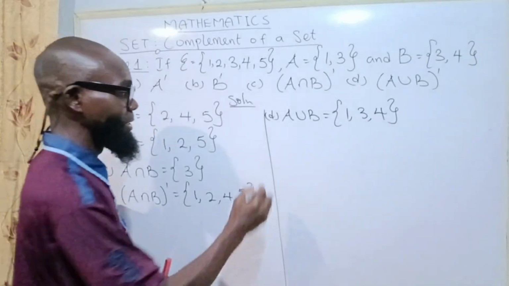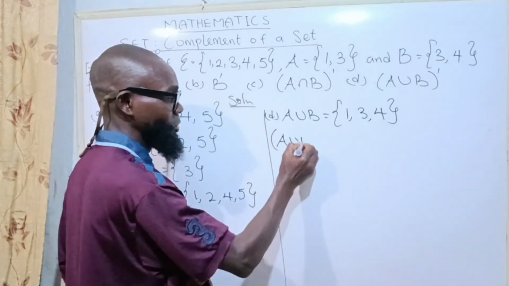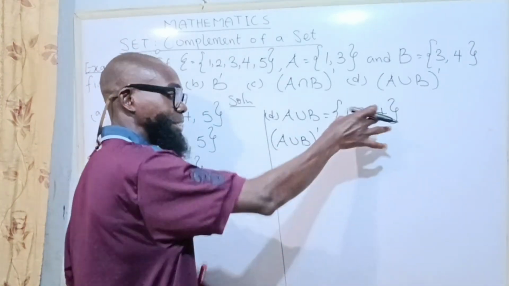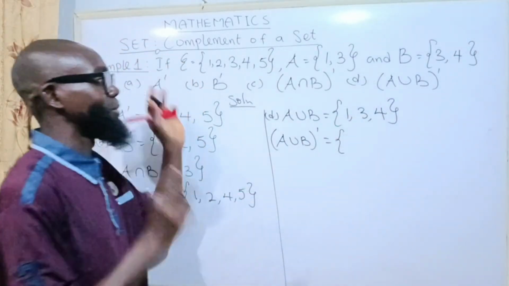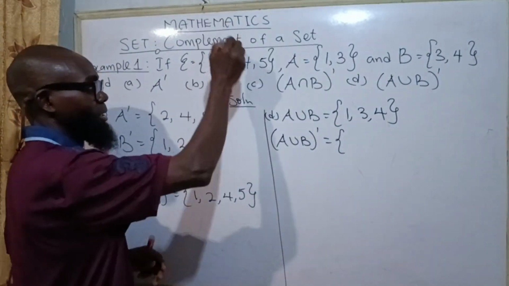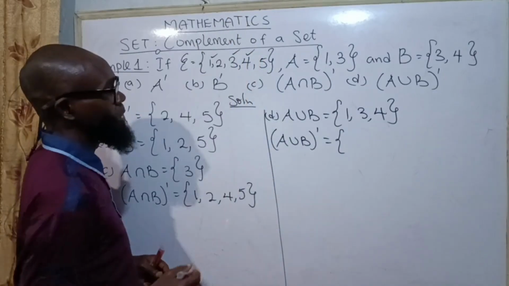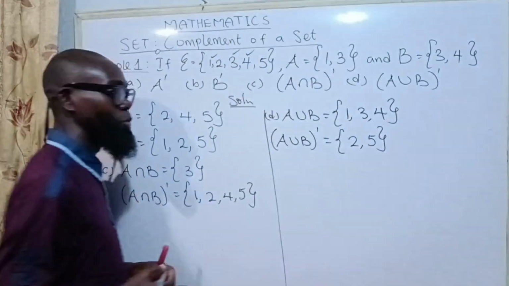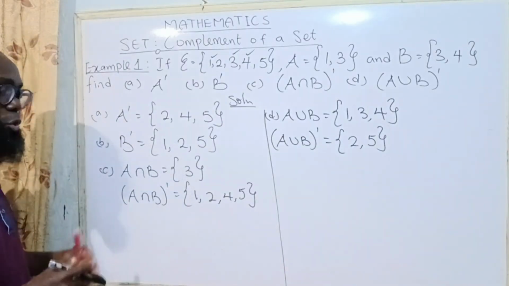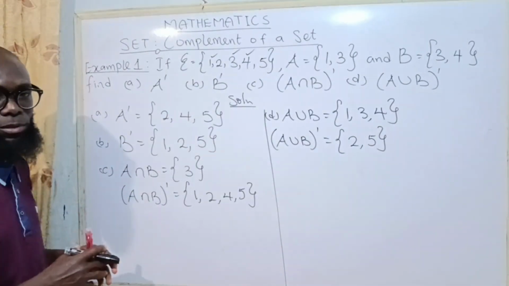Now, what is their complement? A union B complement means taking away all the elements here, 1, 3, 4, from the universal set. So, removing 1, 3, and 4, you'll be left with 2 and 5. So, this is the way to go about these complements.